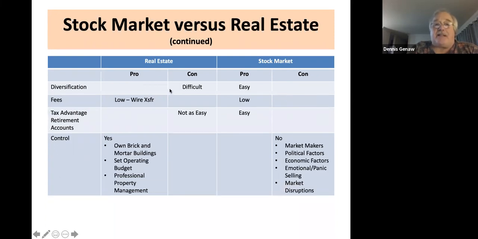Diversification, real estate's not real big on diversification. You can do it, but it's got to be spread across different properties and different property classes over time. It's easier to diversify in stocks, especially if you are investing in a fund. They may have 300-400 stocks in their fund, and you're already diversified just investing in a fund. So if you're looking for diversification, the stock market is probably better than real estate.